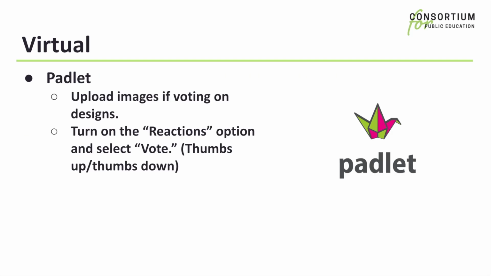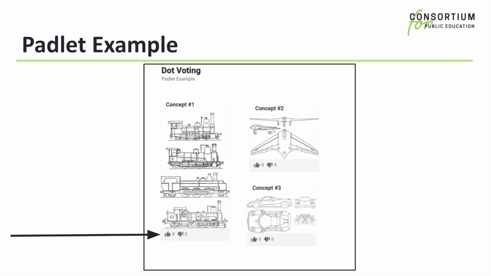If you're working virtually, you could use an app like Padlet and upload images if voting on designs, and then turn on the reactions option and select Vote. This gives you the thumbs up and thumbs down options and doesn't allow anyone to add more than one vote at a time. Here's an example of 3 different designs posted in Padlet with the reactions turned on.